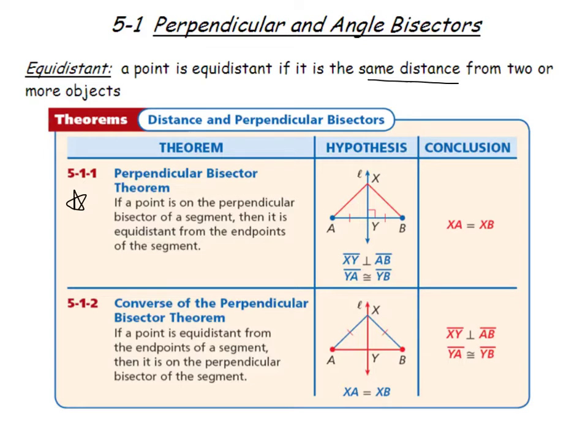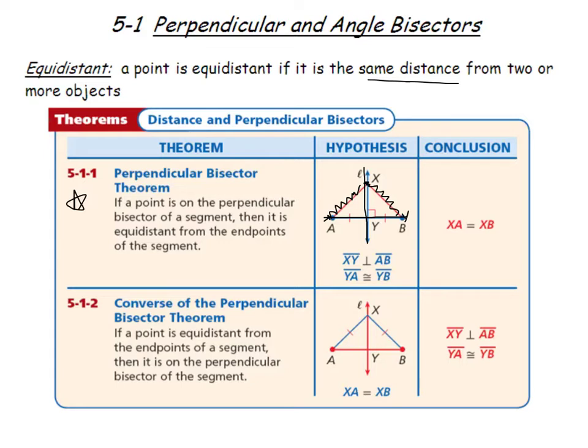So that's saying, let's say I've got point X here. X is on the perpendicular bisector for AB. What happens is, it's equidistant then from the endpoints of the segment. So they're telling you right now that XA has to be congruent to XB. It's got to be equidistant to the endpoints here.